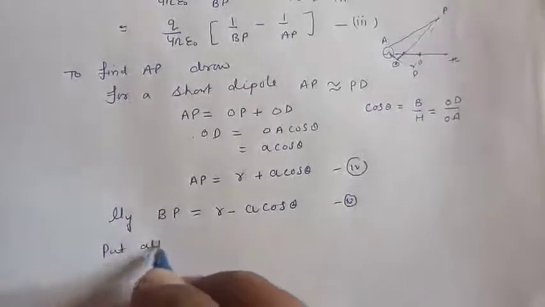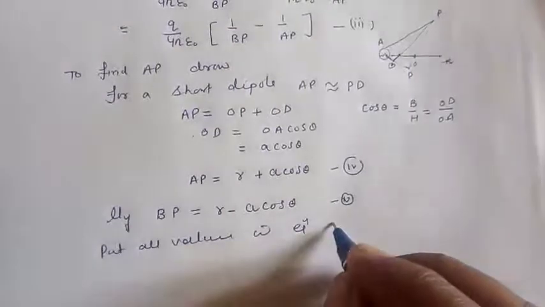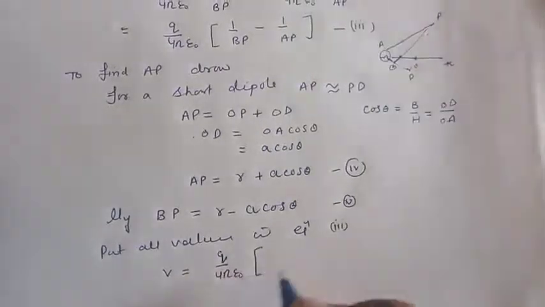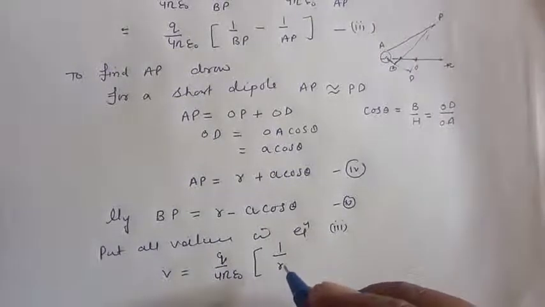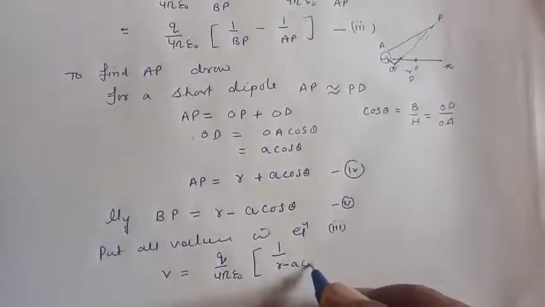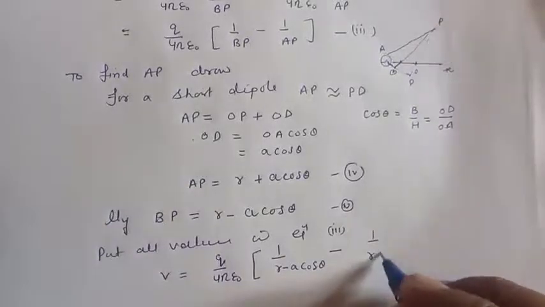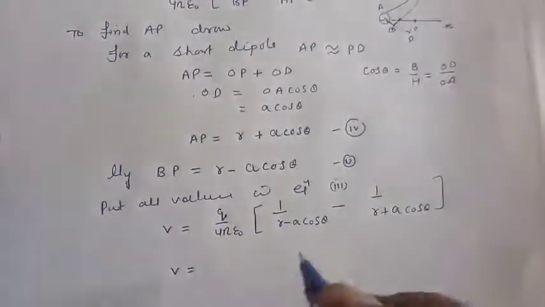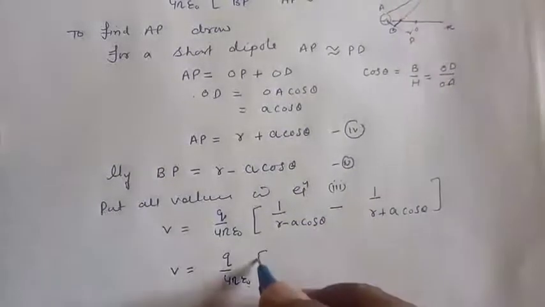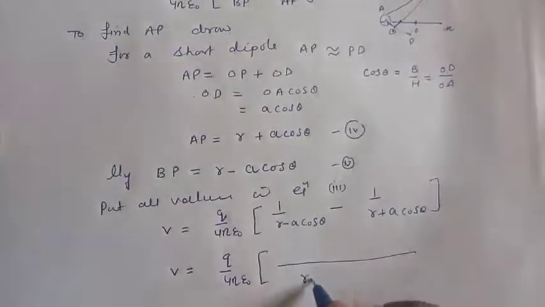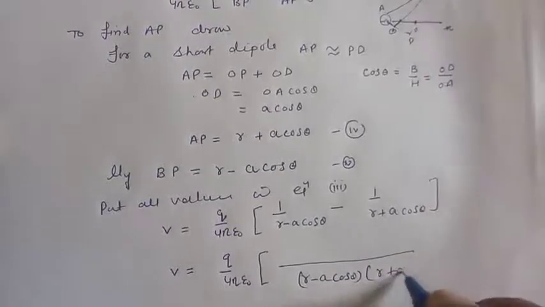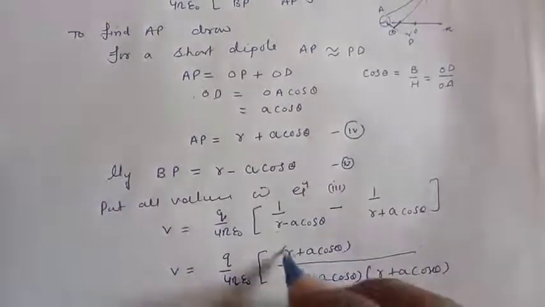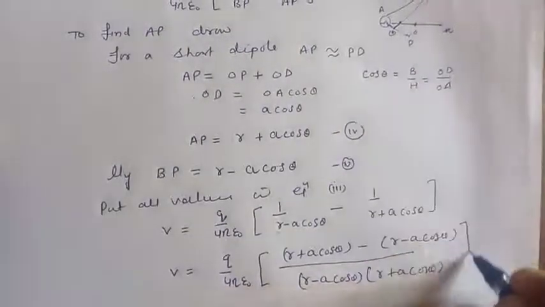So put all values in equation 3. So V equal to Q upon 4 pi epsilon 0 into 1 upon BP minus 1 upon AP, that is, 1 upon R minus A cos theta minus 1 upon R plus A cos theta. So V equal to Q upon 4 pi epsilon 0. Now take the LCM. LCM will be R minus A cos theta into R plus A cos theta. So here it is R minus A cos theta, so we have to multiply with R plus A cos theta minus R minus A cos theta.